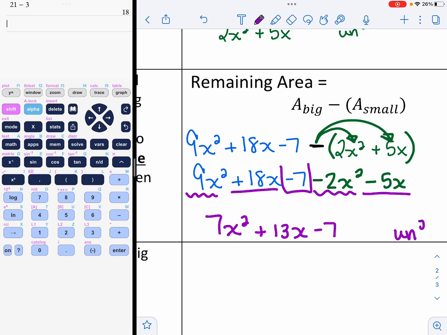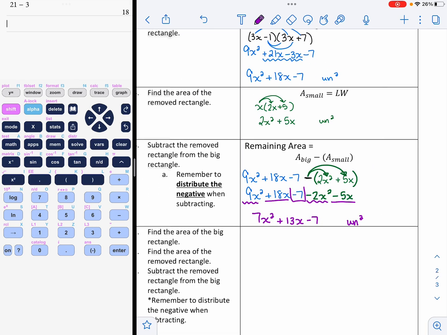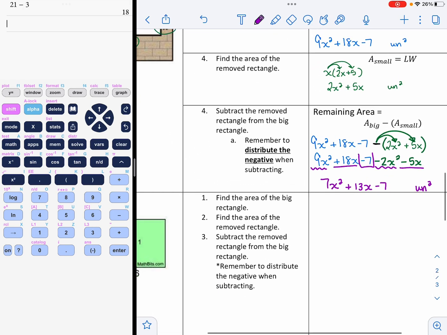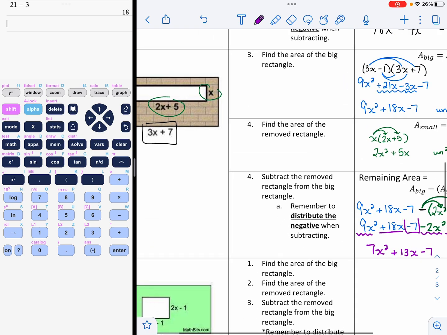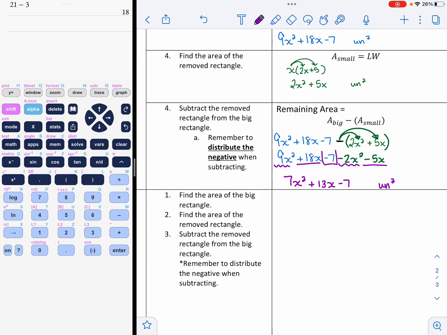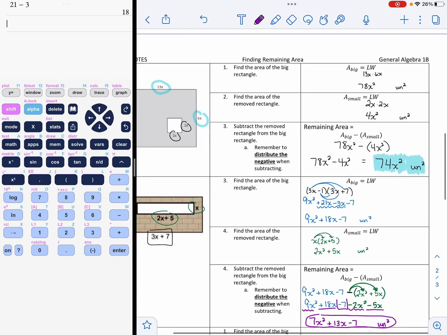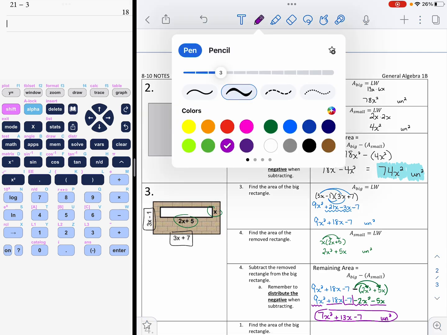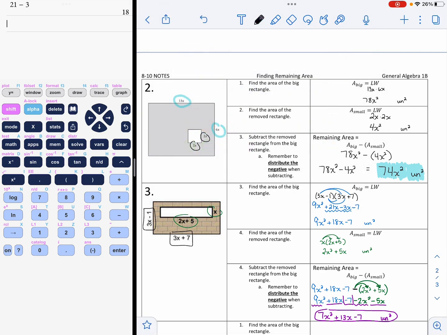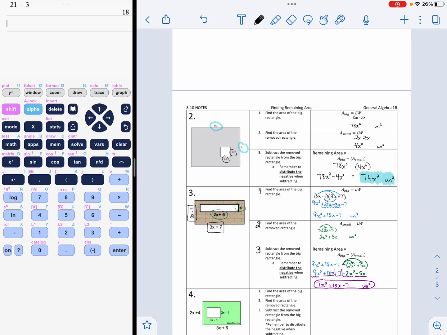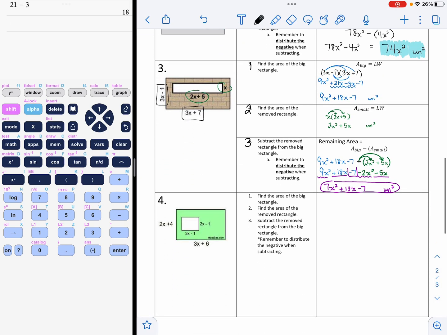And this is area, so it's in square units. So my final answer, my expression, my polynomial that represents that leftover part after we took it out would be 7x squared plus 13x take away 7, and then whatever my units, whether they're feet or inches, would be squared. Okay, I apologize. I did not realize that these steps did not transfer over well on the PDF, so I apologize. This should have been 1, 2, and 3 for the new problem. I'll have to try to fix that before you get there.